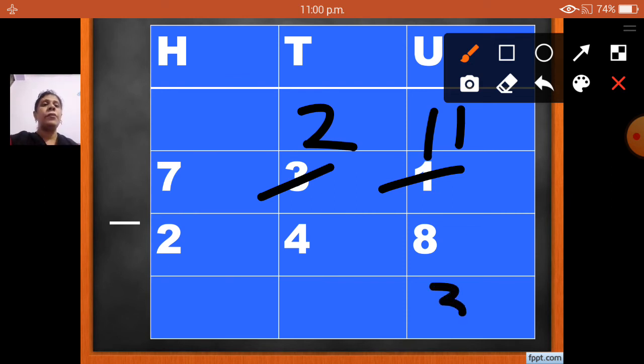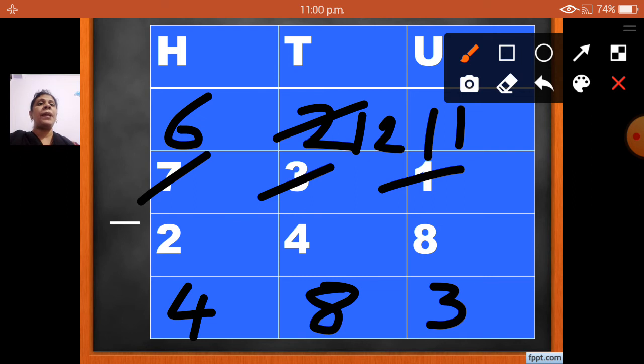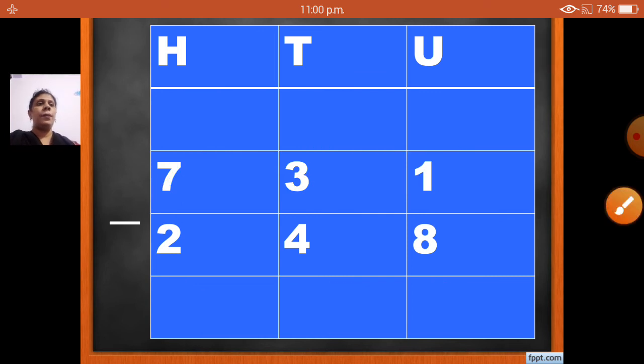That is 3. And 2, I will cut this 2 and I will make it as 12. And from where I got this one? I borrowed from 7 and 7 will become 6. So 12 minus 4 will be, after 4, 5, 6, 7, 8, 9, 10, 11, 12. That is 8. Okay. And 6 minus 2 will be 4. So when I subtract 731 minus 248, I get my answer 483. Okay.